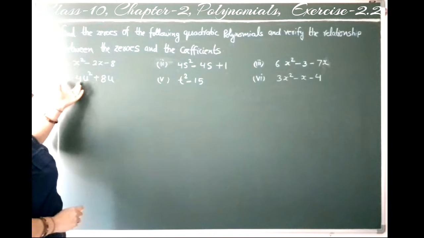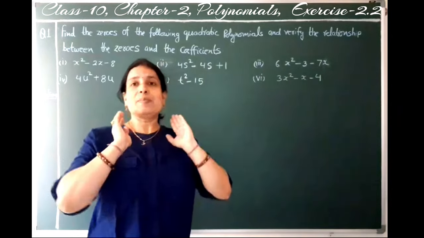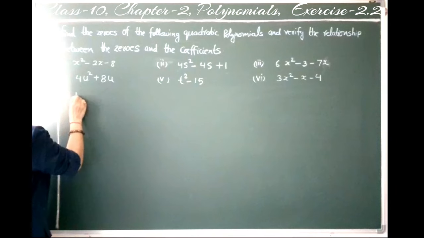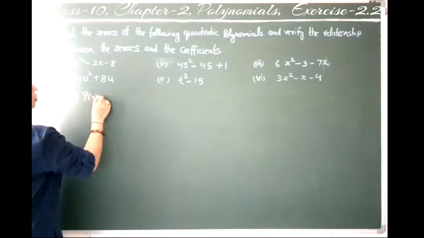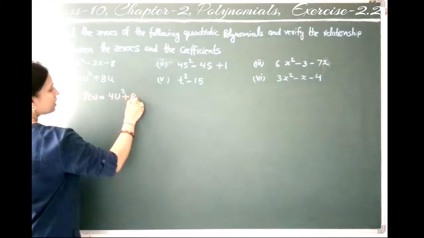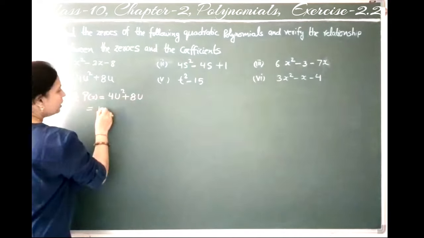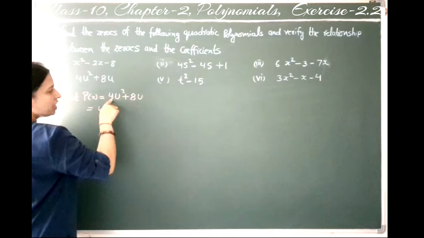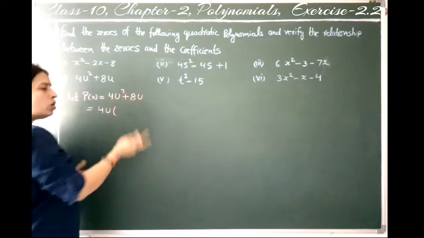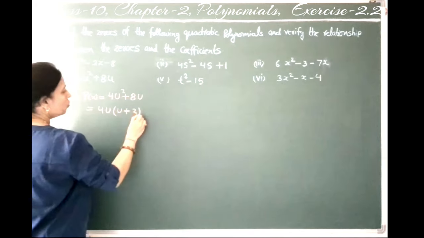Next one is the fourth one. 4u square plus 8u. Here the constant term is not given, that means the constant term is 0. So first write, let p(x) is equal to 4u square plus 8u. Then take common 4u, because 4 is here and it is 8, so we can take common 4. Here it is u square, here it is u, so take common u. So here it will be u plus 2.